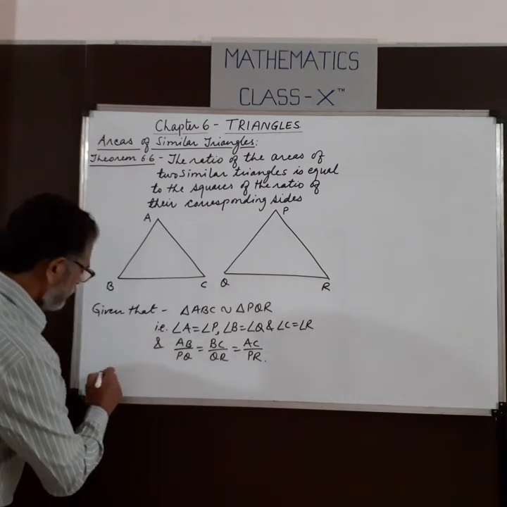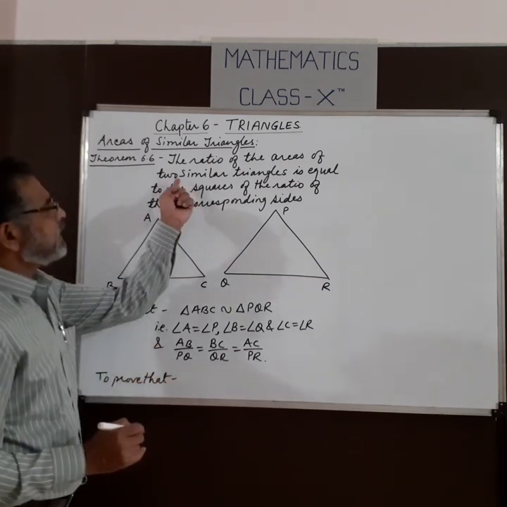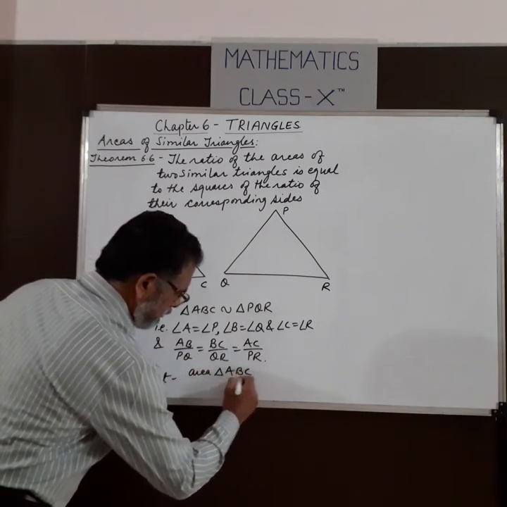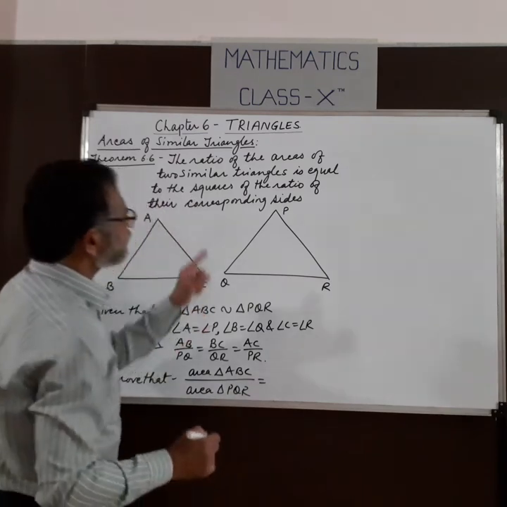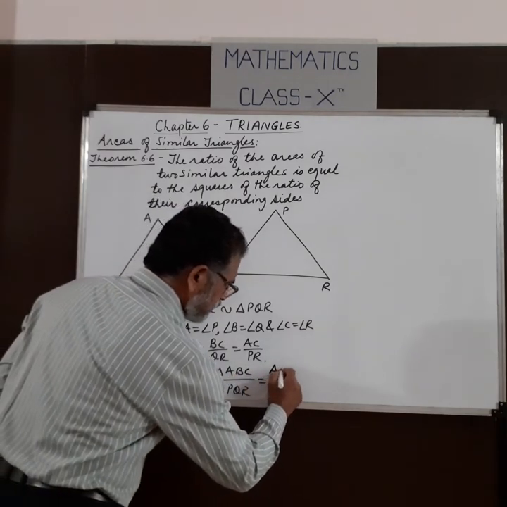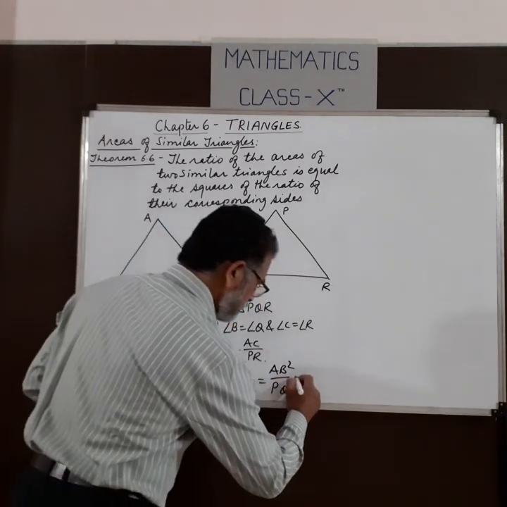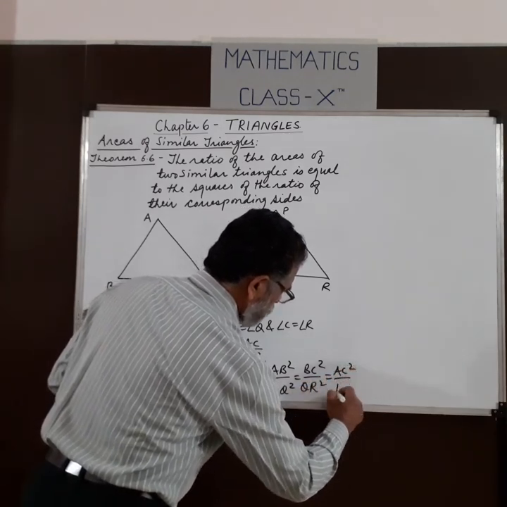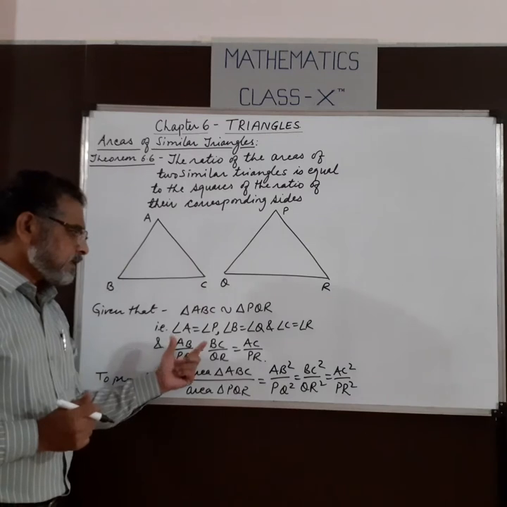Now what we have to prove? We have to prove that the ratio of the areas of two similar triangles, that is, area of triangle ABC upon area of triangle PQR, equals the square of the ratio of their corresponding sides, that is, AB square upon PQ square, or BC square upon QR square, or AC square upon PR square. This is what you have to prove. Now we have to prove the theorem related to area.